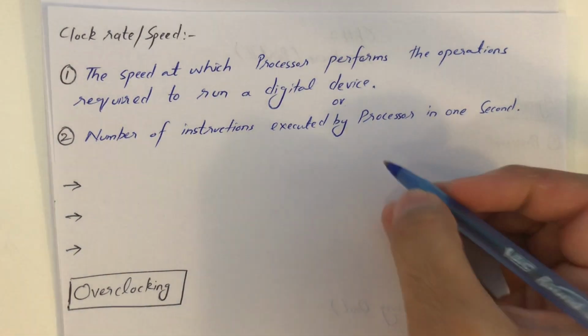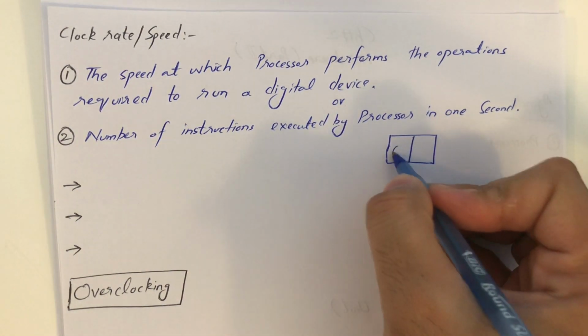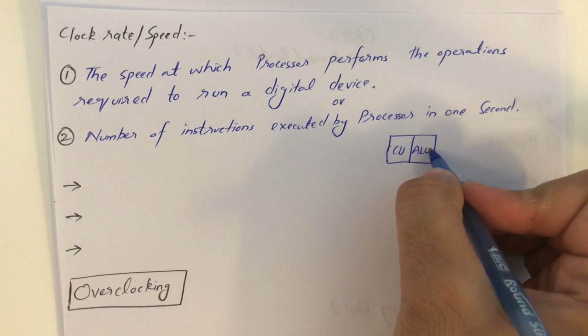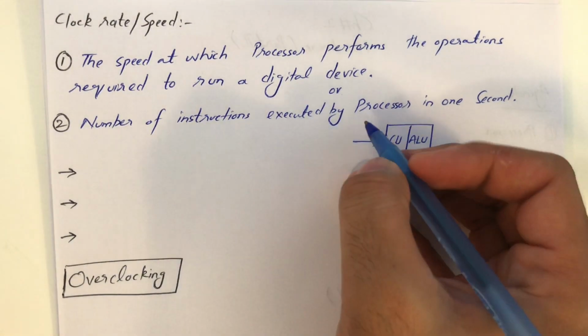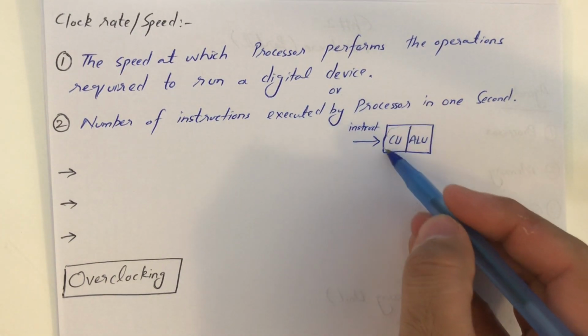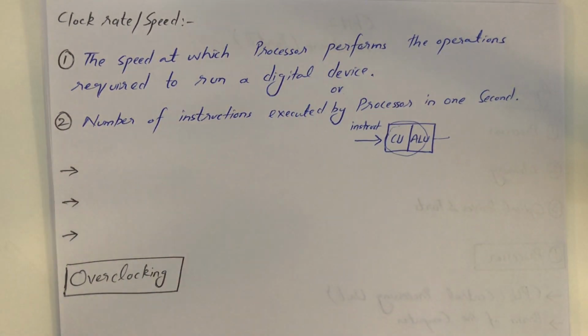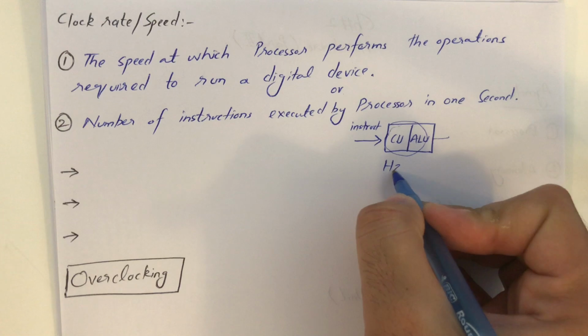So basically, if you see, this is your CPU. As you know, CPU has two components, control unit and ALU. So what are we basically giving as input to the CPU? We are basically giving instructions. So the number of instructions this CPU can execute is called clock rate or clock speed. It depends upon a frequency, and that frequency is basically in hertz.